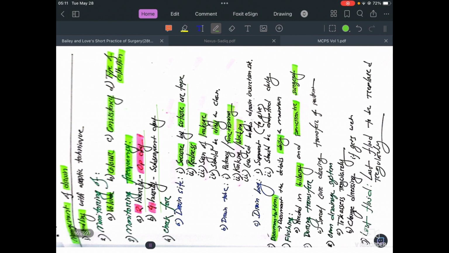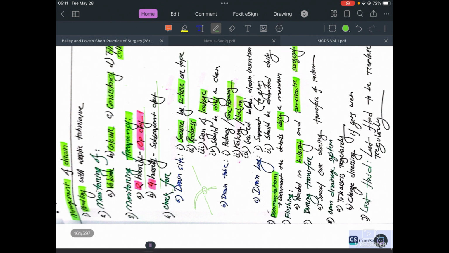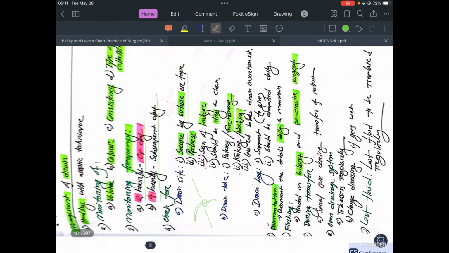At first we have to see the site, the area where the drain is inserted, that is the site on the skin. Then the drain tube: patency, functioning, kinking or blocking. The drain bag should be placed below and the bag should be emptied daily. Now come to the documentation. Document the details daily, and maintain flushing as needed in biliary and pancreatic surgery.